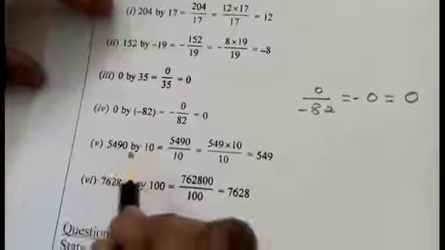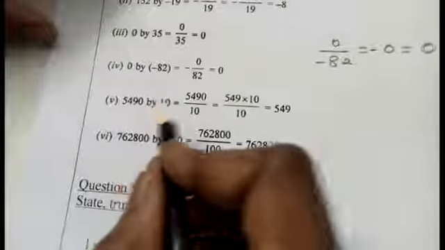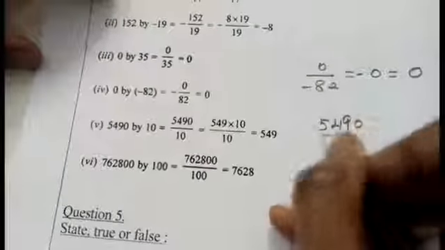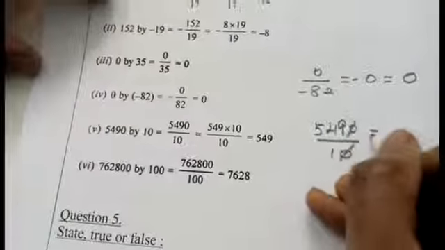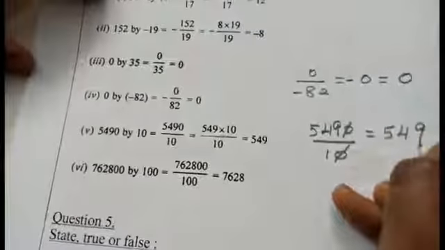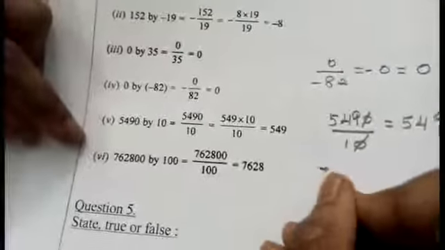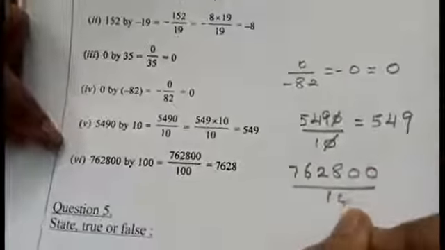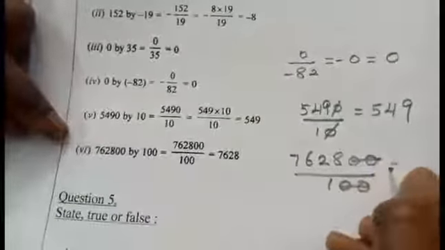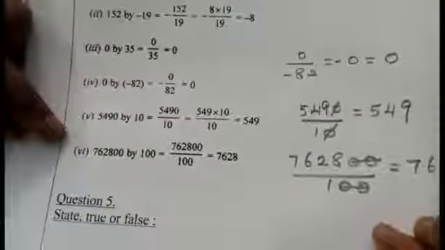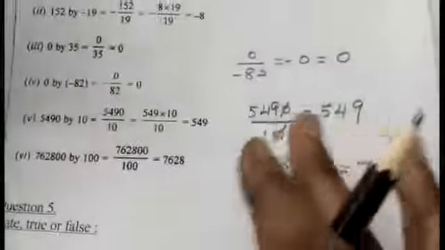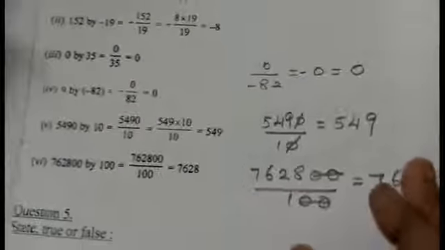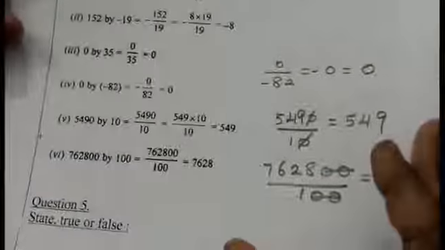Similarly, here you can do the calculation in an easy method. So what is the value given here? 5490 divided by 10. The 0s get cancelled. You will get the answer as 549. Similarly, the last one, 762800 divided by 100. 2 zeros get cancelled, which means you will get the answer 7628. This is all the things we are going to recall, and then we are going to enter into the main chapter in your book, students.